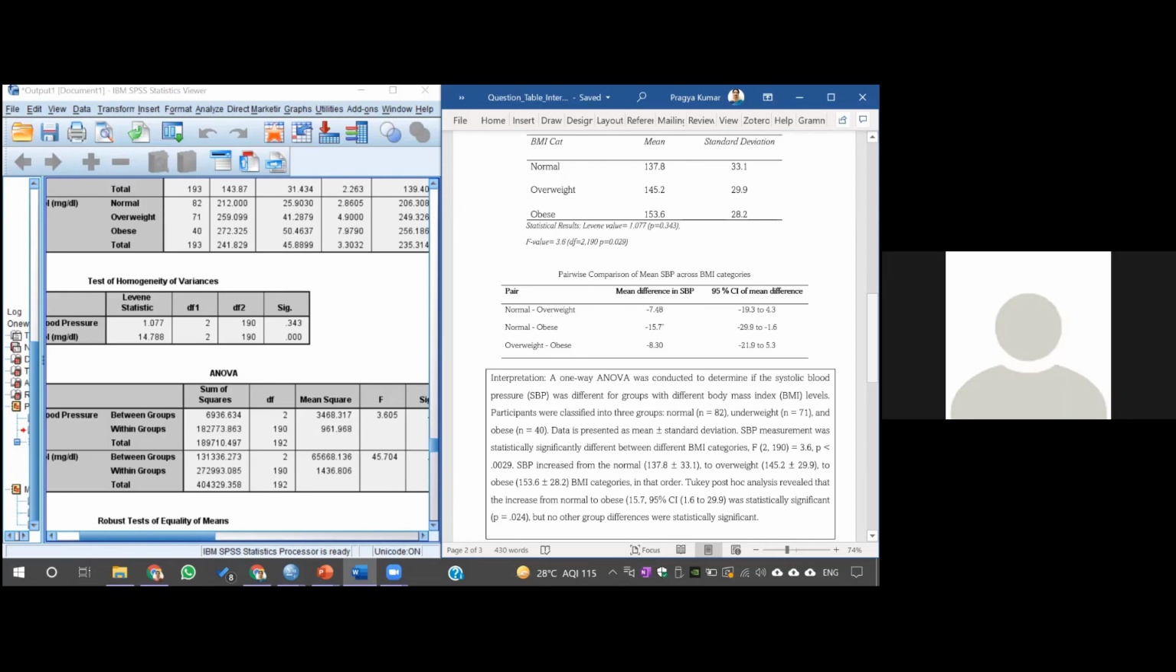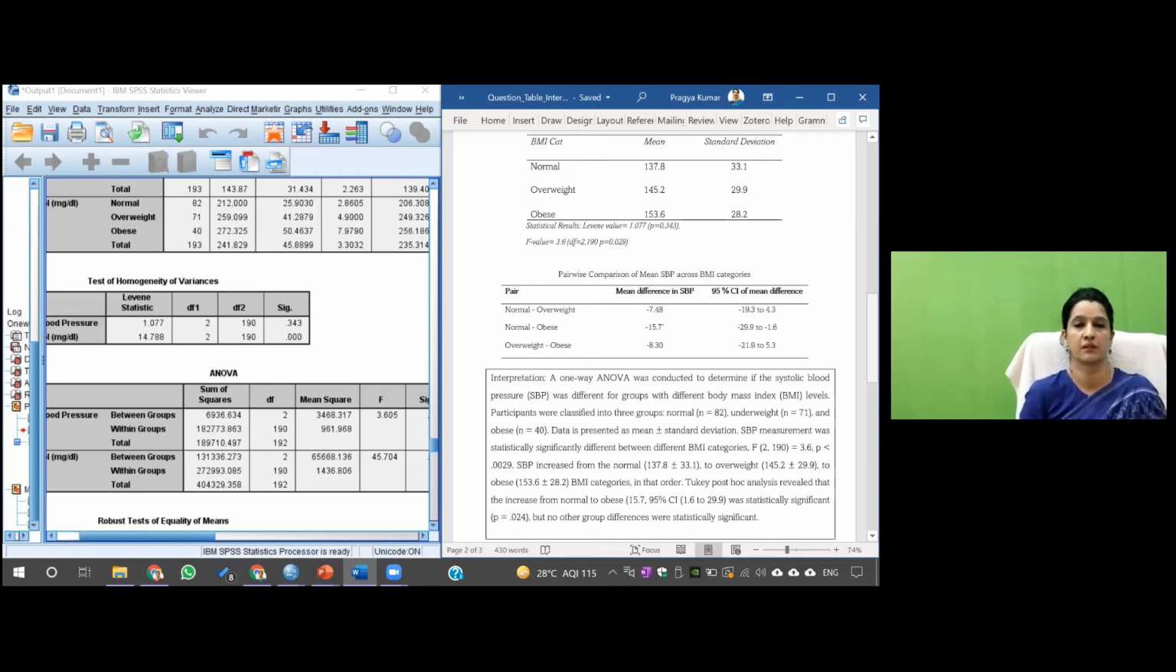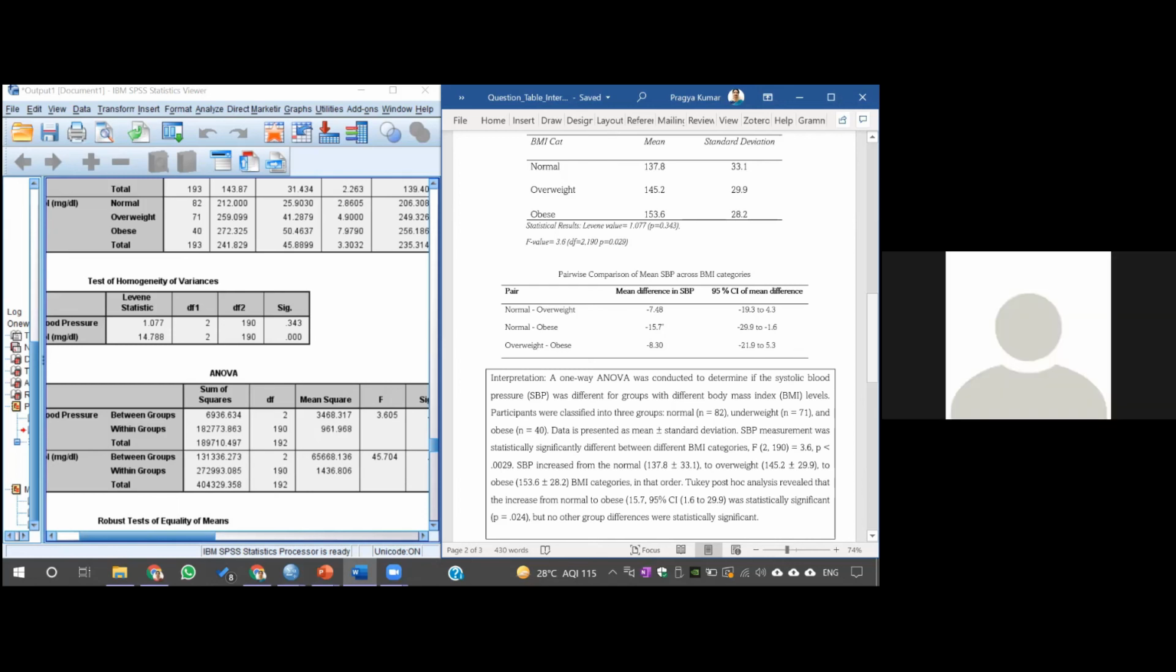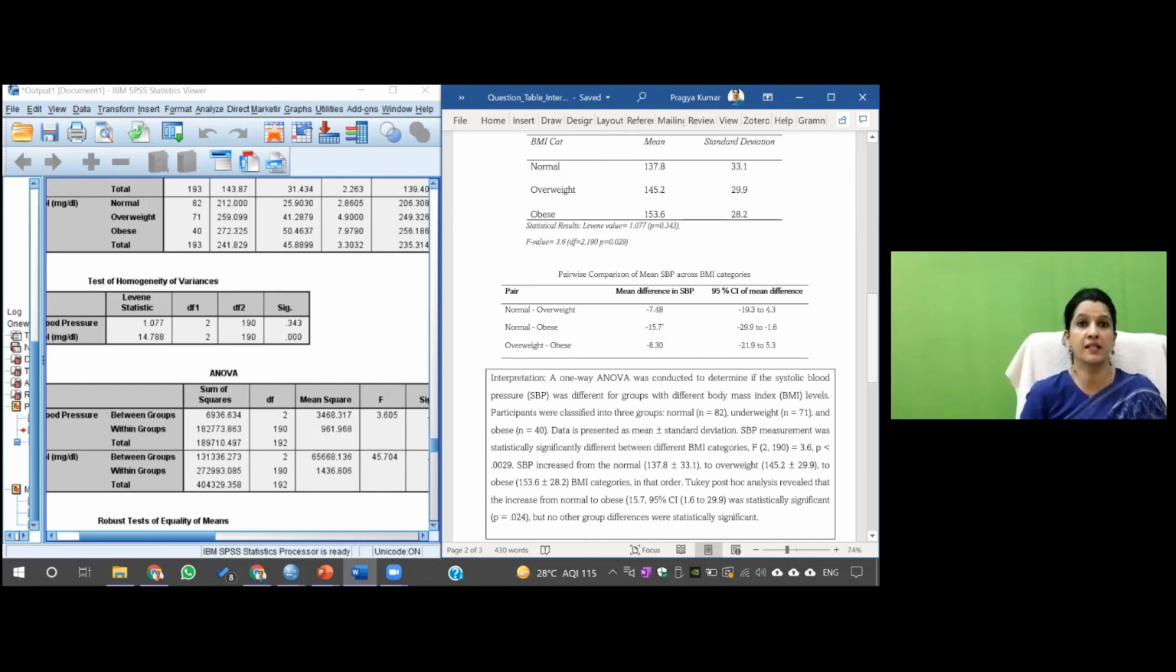Yes, it is significant. What about the overweight and obese? Non-significant. Why? Ma'am, 0 is coming. Yes, because it is minus, then 0, and then plus. So 0 is coming in between. That's why it is not significant. It means one end of the interval is towards the negative side and the other is towards the positive. So both should be towards the same side, either more than 0 or less than 0, then it is significant. Yes, ma'am. Thank you, ma'am.